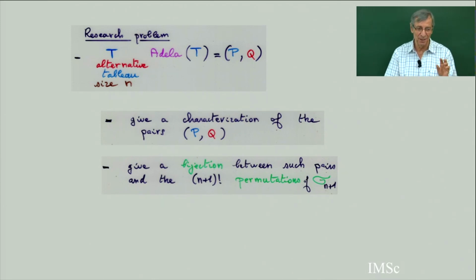We will see in the next chapter, chapter 3, a bijection. There will be two bijections between alternative tableaux and permutations. So, open research problem: try to find a direct bijection between the pair PQ and permutations. I have no idea if it's really very difficult or not, but it's research. Just to give you some idea. And this bijection is new. Nobody has considered this in the literature.